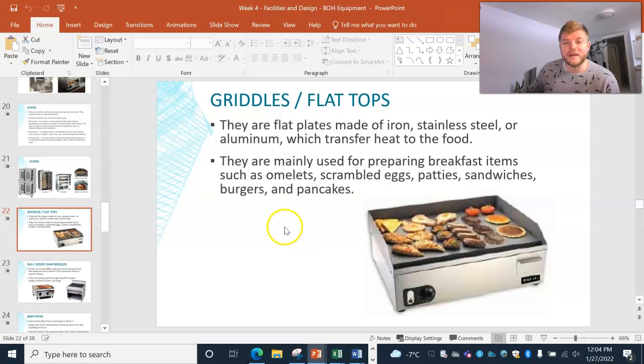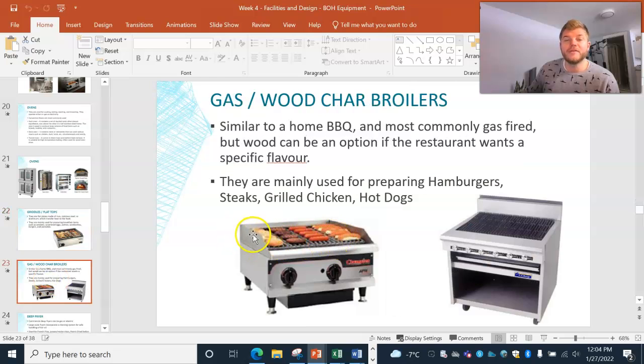There are griddles and flat tops. Again, a huge breakfast piece of equipment. As you can see, the majority of all these are kind of breakfast staples. So they're mainly used for preparing breakfast items: omelets, eggs, patties, sandwiches, burgers, pancakes, and so on. Usually it's located right beside the grill, or the char broiler. So you can have a grill portion and then you can have a flat top.